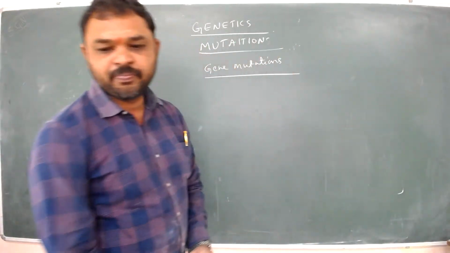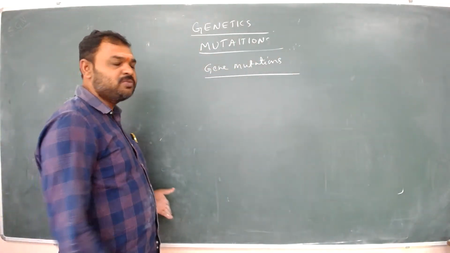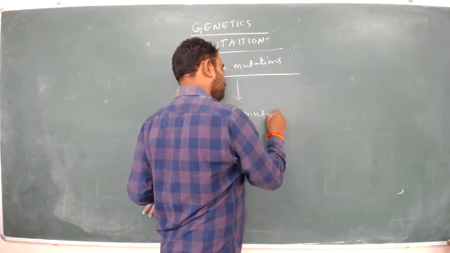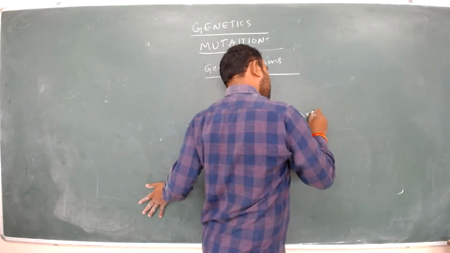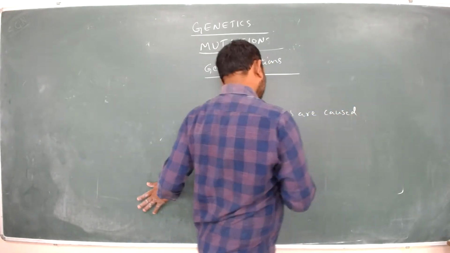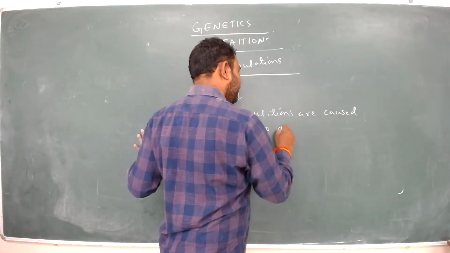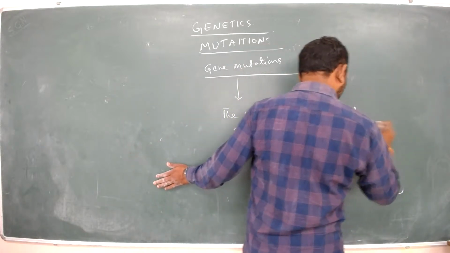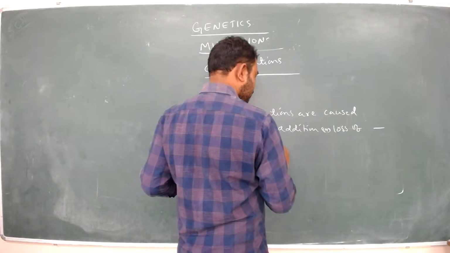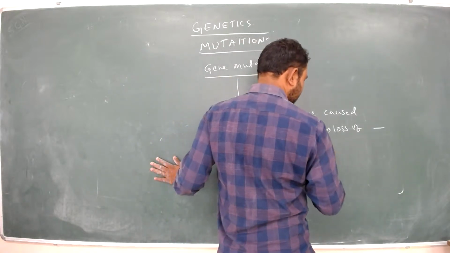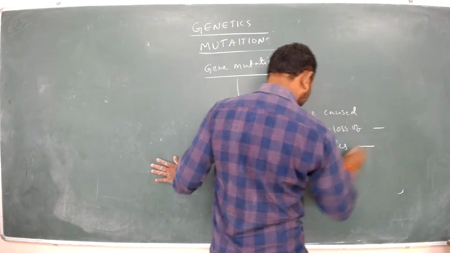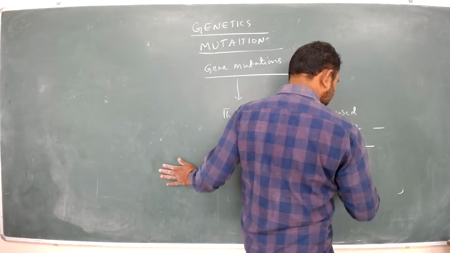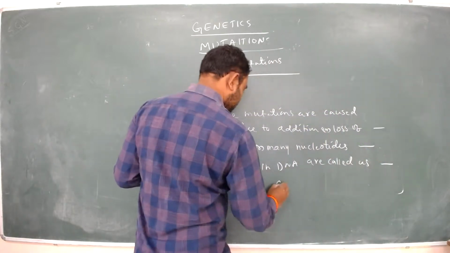Gene mutations means these mutations occur at the gene level. The mutations are caused due to the addition or loss of one or many nucleotides. One or many nucleotides in DNA, the changes are called gene mutations.